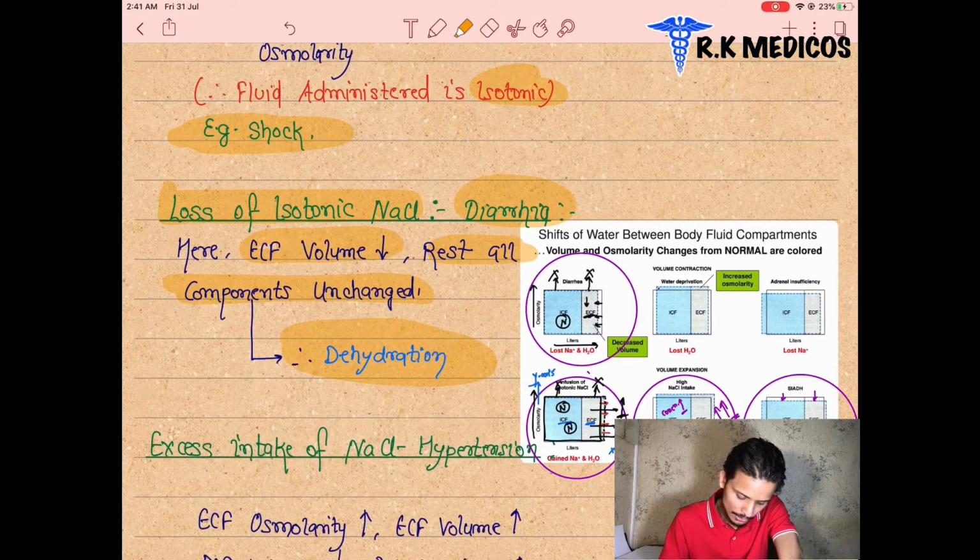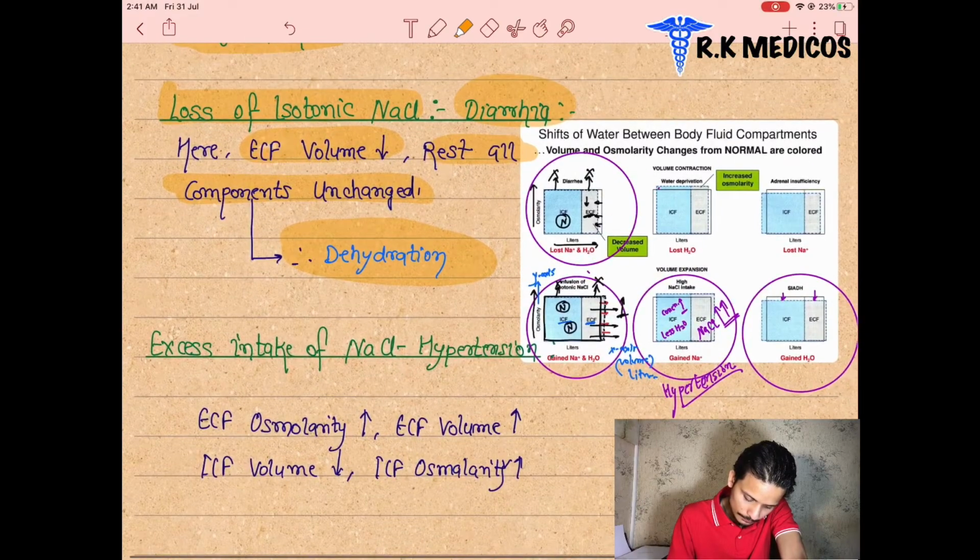So this is the second case. Now we are going to see the third. Let me clear this.